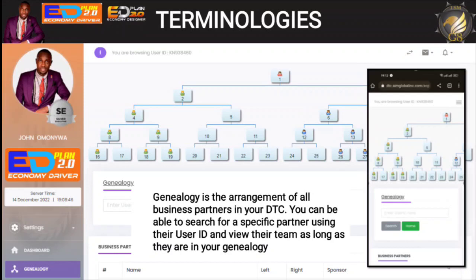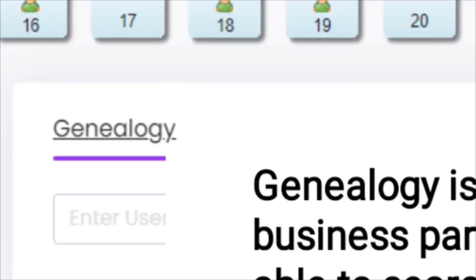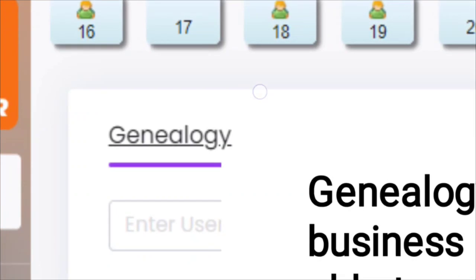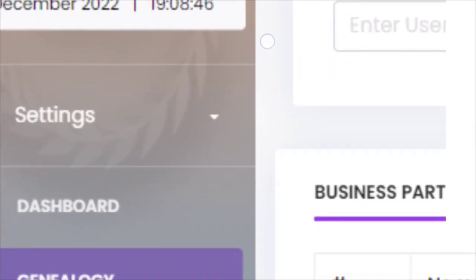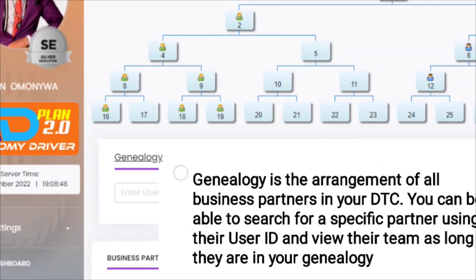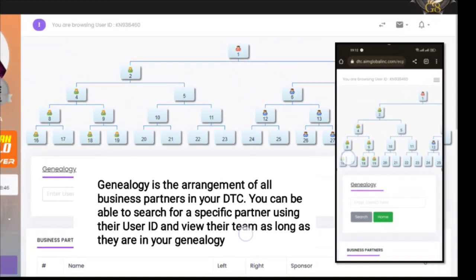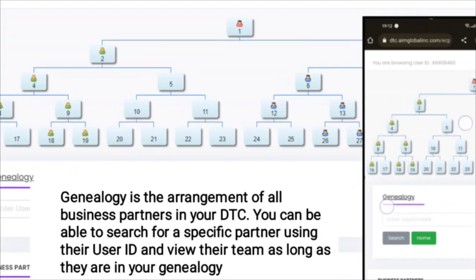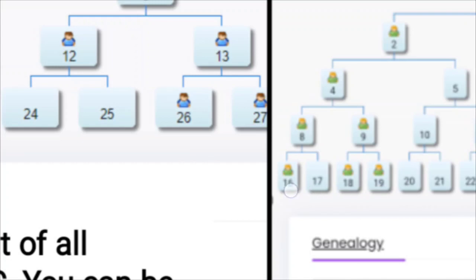So this is where you go to the laptop, you search there, you enter the user ID. The user ID is the KN. For me, my user ID is KN938460. If you have someone who has joined under your team, you copy their KN on your phone, then you come into the DTC, you log in, you go to genealogy, open it down there, and then you come to this place here and enter the user ID of that person. I think I need to show you these things practically so that you see in the DTC how they occur.